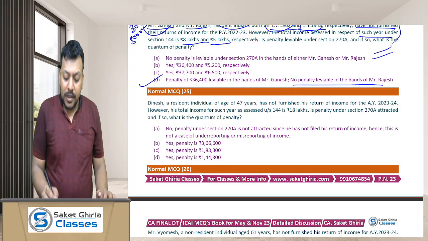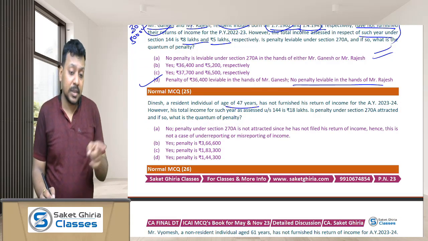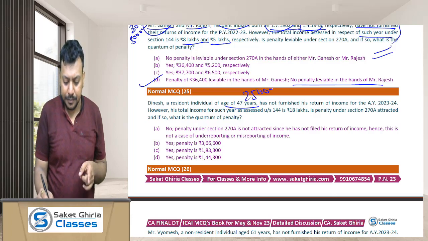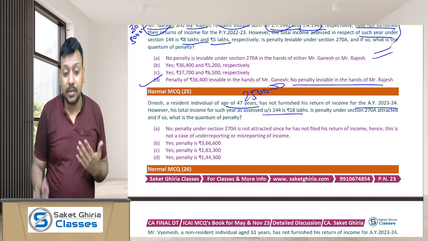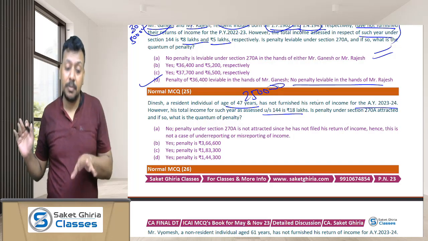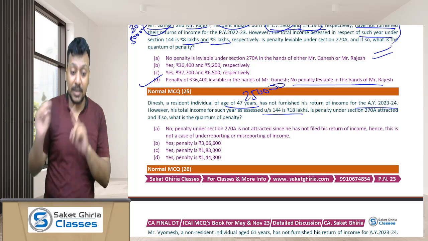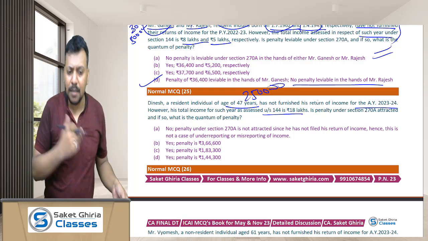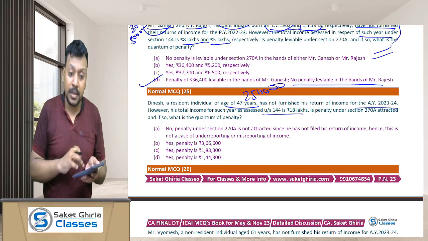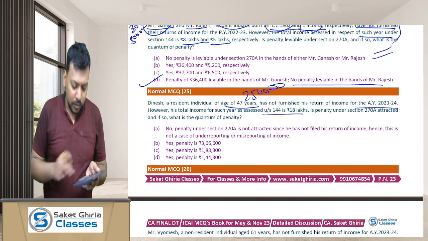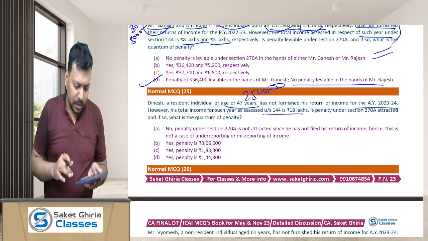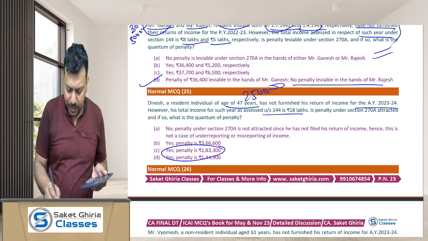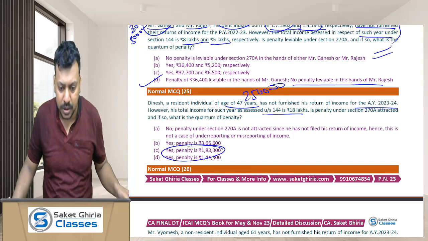Dinesh, a resident individual of 47 years. 47 years implies that the basic exemption limit applicable is 2.5 lakh. He has not filed his return of income, and his assessed income is 18 lakh. Means assessed income is more than the basic exemption limit. Mr. Dinesh will be considered to have underreported his income. What is the penalty under section 270A? Sir, what is the tax liability on 18 lakh? Sir, it is 3,36,300. It's 50% means 1,83,300. So the penalty is 1,83,300. The correct option is C.